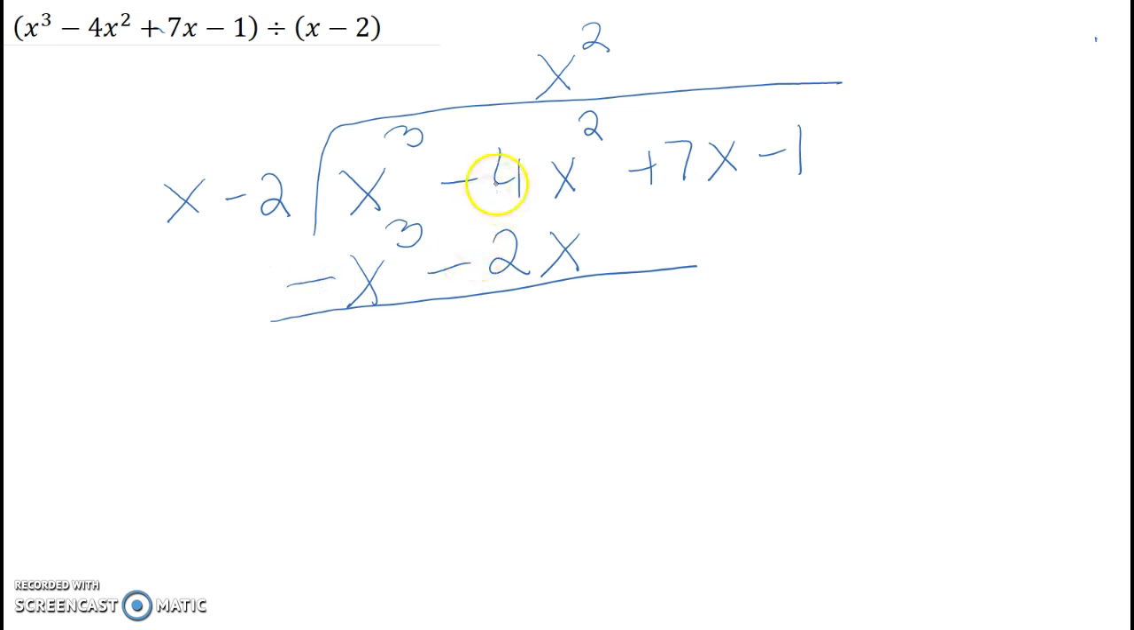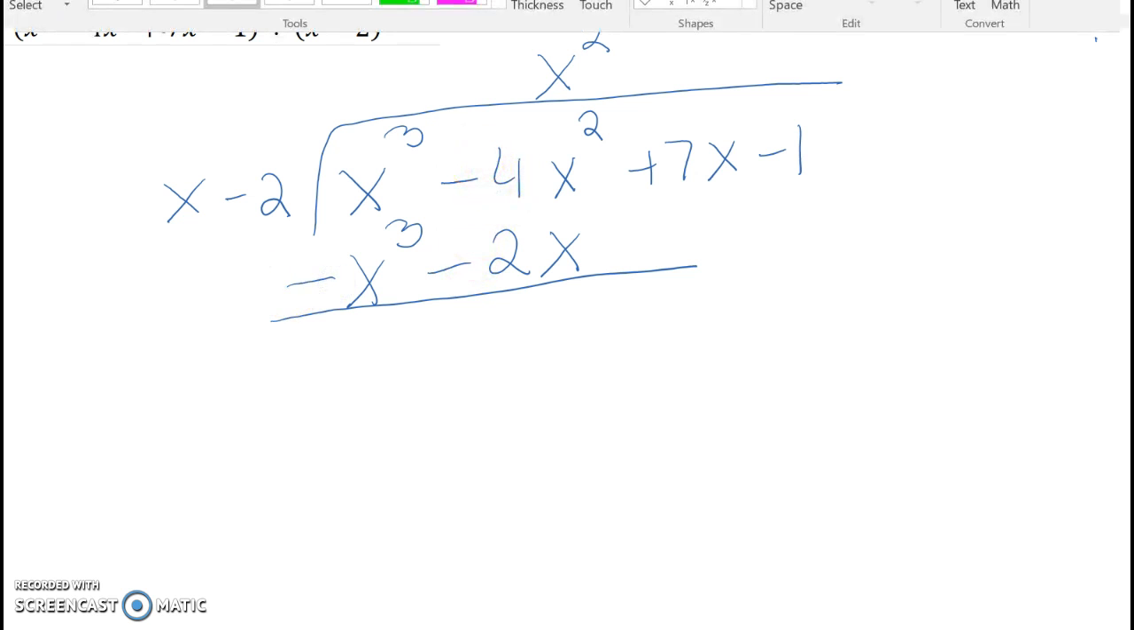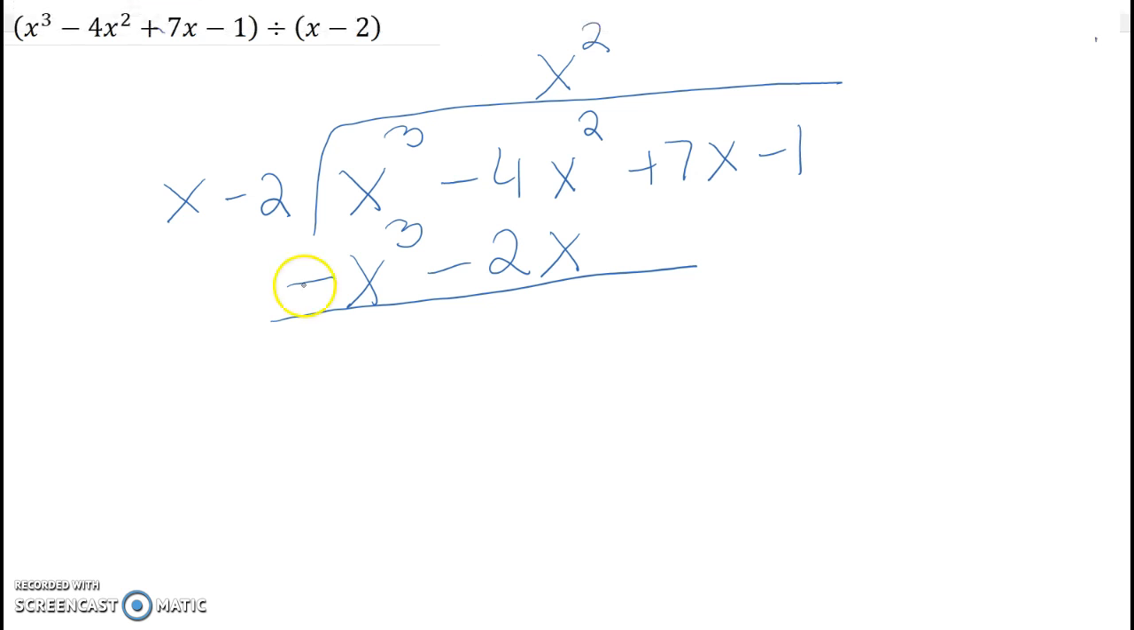Minus, and when you are subtracting, you simply are taking the opposites. So let's call this minus again. Minus, and this becomes plus. Then x cubed minus x cubed is 0, so that cancels out. And negative 4x squared plus 2x squared is negative 2x squared.